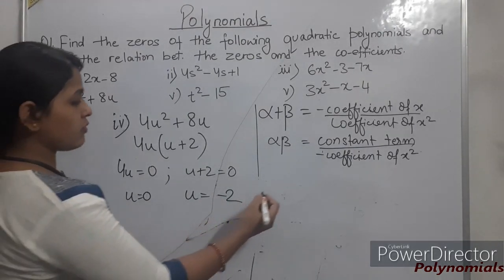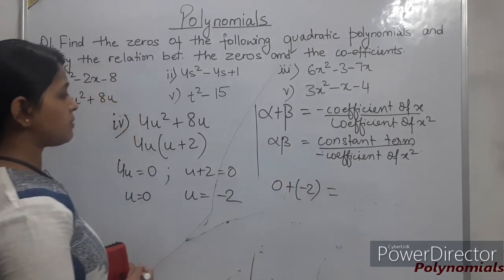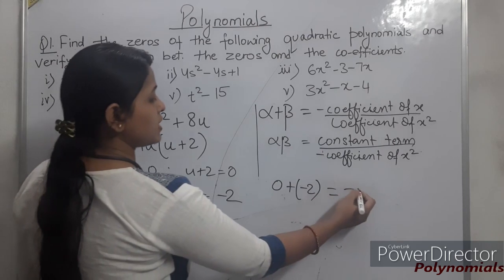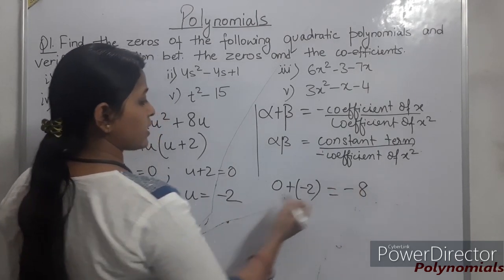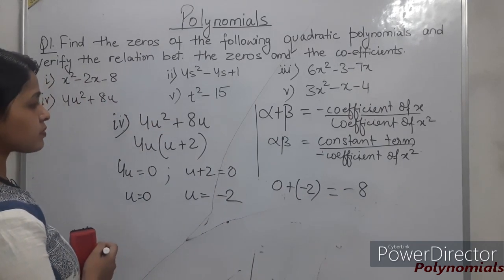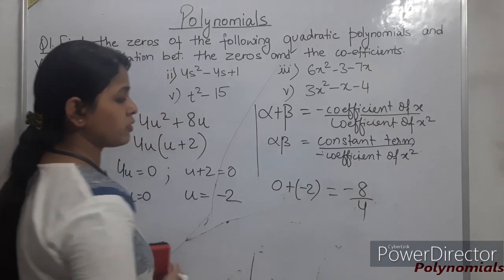Now let's do the verification. Alpha plus beta is equal to minus coefficient of x, means it should be equal to minus coefficient of x, which is 8, okay, and coefficient of x square divided by 4, okay.